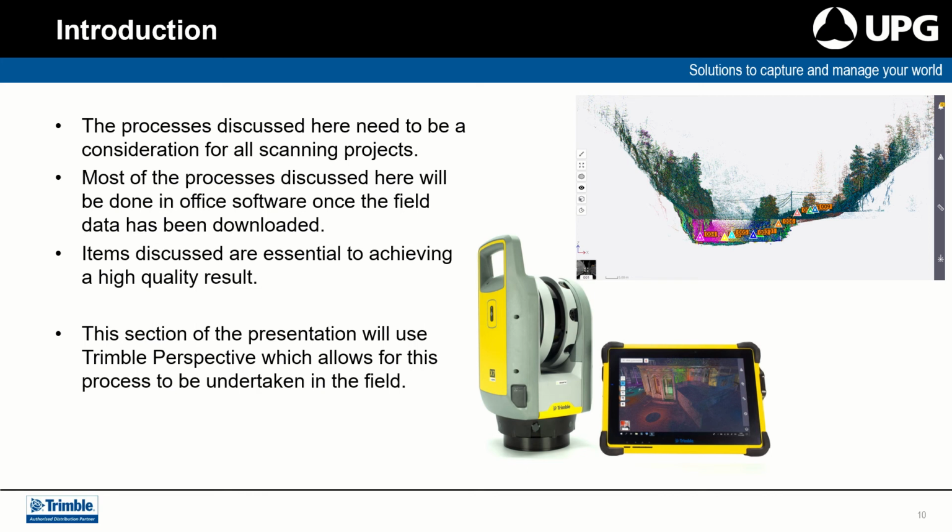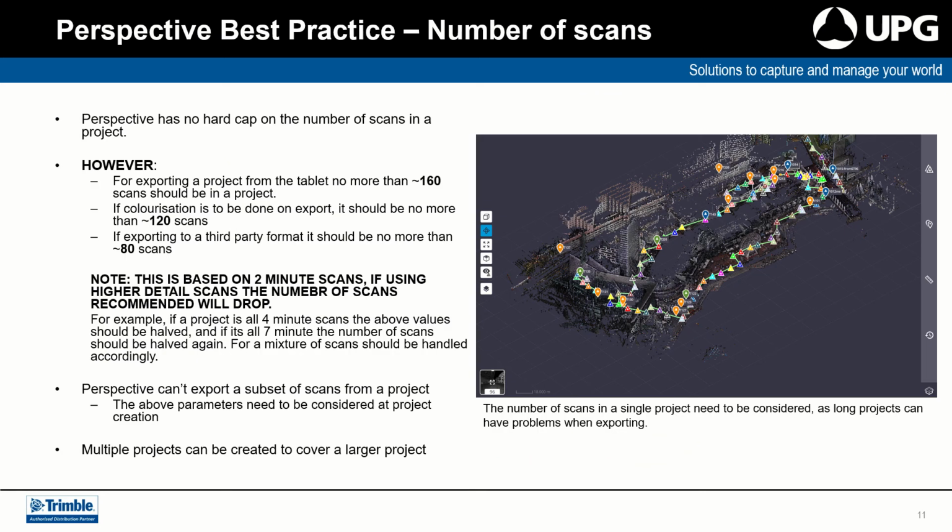This section of the presentation will be looking at the Trimble Perspective and X7 setup. However, again, this workflow can be considered for all different types of scanning. The number of scans is an important consideration when looking at all scanning projects. Scanning projects generally allow you to do any number of scans. However, there can be limits on the number of scans that software can be used. And there are also times when limiting the number of scans will help achieve a better result.